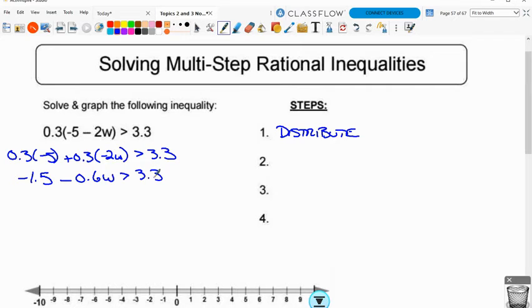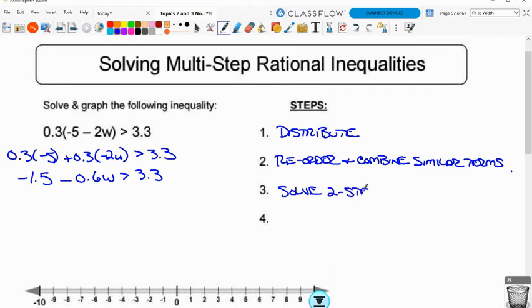All right, your second step would be to reorder and combine similar terms. And looking at this inequality, I actually don't have any similar terms that I can combine. So I have negative 1 and 5/10 minus 6/10 w is greater than 3 and 3/10. This already is a two-step inequality. So that's what we're going to do here in step number 3.